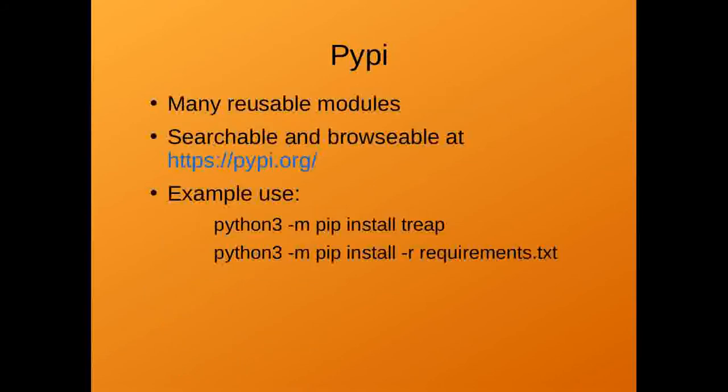PyPI is kind of like Python's CPAN for the Perl world, or Cargo for Rust. It contains many reusable modules that you can download off the internet usually with pip or something similar. It's searchable and browsable at pypi.org. And here are 2 examples of using PyPI. The first, we're installing just one module, the treap module, and in the second, we're installing all of the modules listed in requirements.txt.